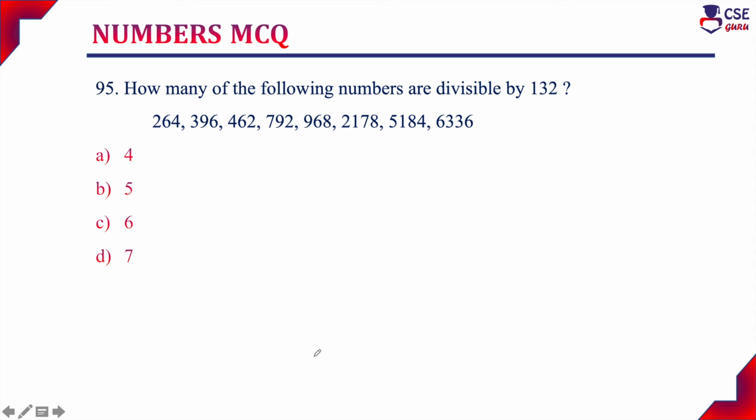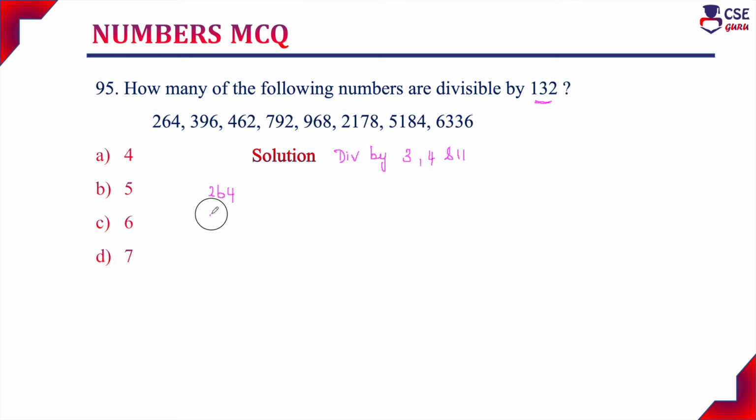Next, problem number 95. How many of the following numbers are divisible by 132? The divisibility rule for 132 is that the number should be divisible by 3, 4 and 11. So the factors of 132 are 3, 4 and 11. If the given number is divisible by 3, 4 as well as 11, then that particular number is divisible by 132.